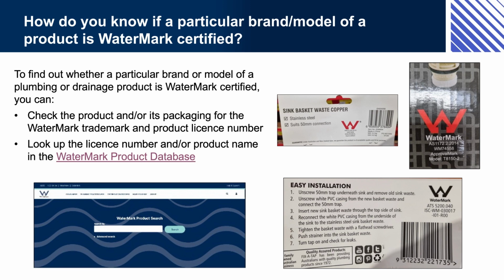For example, if a client wants to use an old fitting that has been sitting around in their garage for a few years, the item might have a WaterMark logo, but it could also be that the requirements for that kind of product have changed and it is no longer certified for use. You can check the currency of its WaterMark certification using the WaterMark product database. Note that certified products also need to display the specification to which they were evaluated.